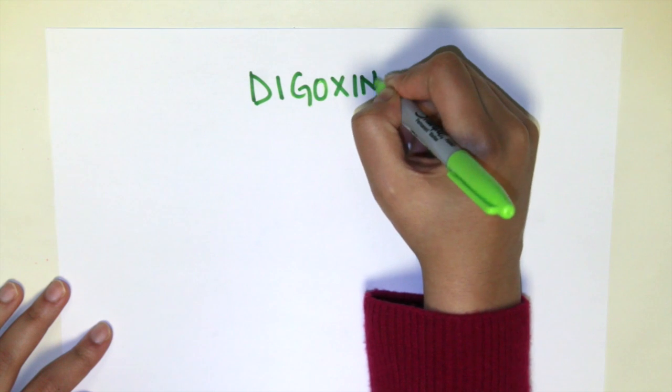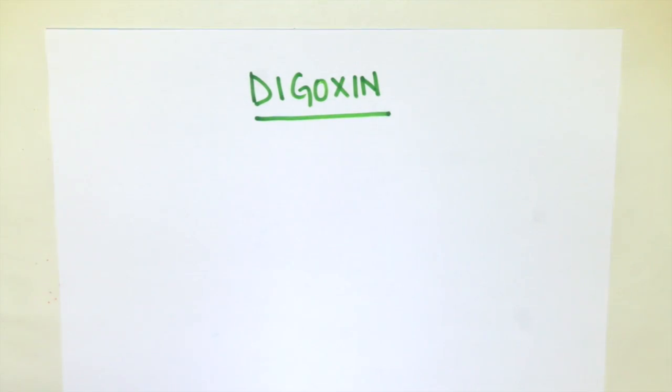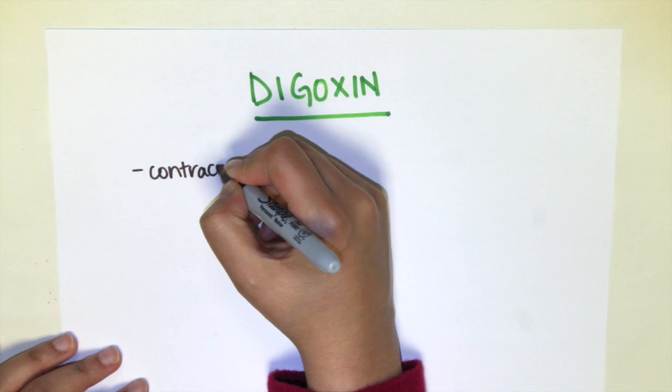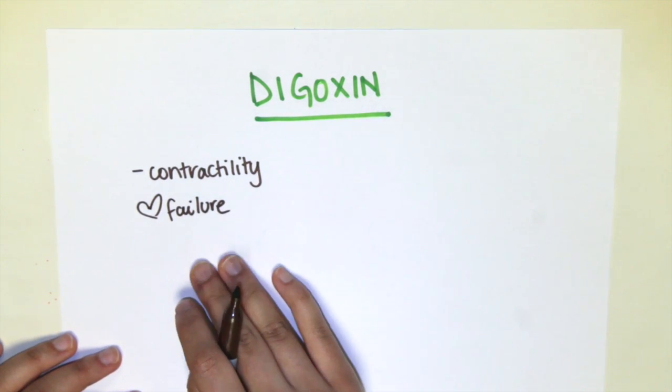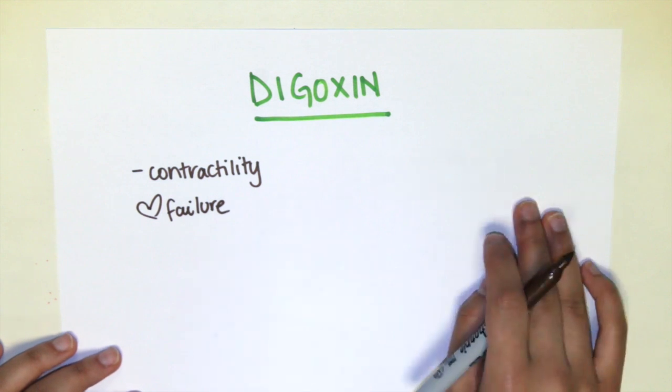Our last antiarrhythmic is digoxin. Digoxin has an impact on the contractility of the heart and can be used in heart failure, but we won't look at this use. Rather, it's used as an antiarrhythmic.